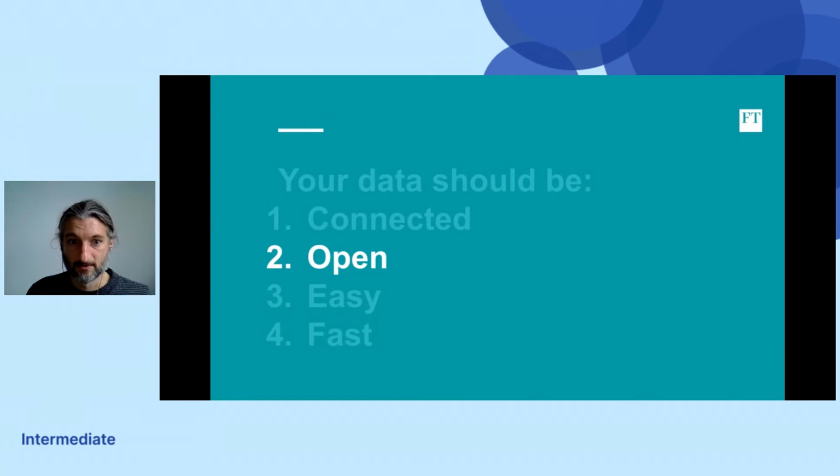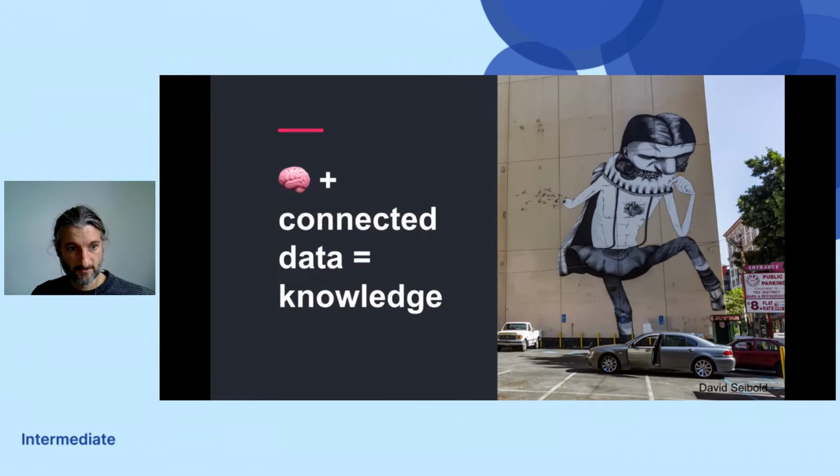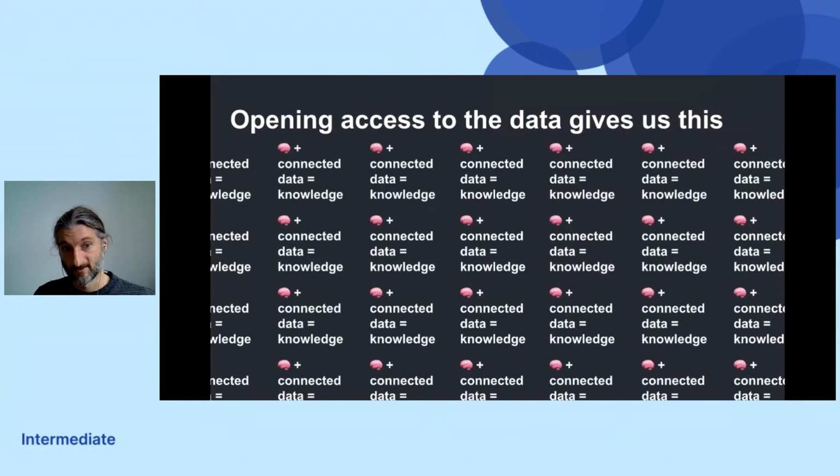So a second principle of getting value from this data is to keep it open. We've already spoken about how connected data equals knowledge, but of course you have to have some kind of brain in there, either a human brain or possibly AI if you're ambitious, in order to actually create that knowledge. But it stands to reason that the more brains you have looking at that data, the more knowledge you're going to have. So opening up access is going to create more knowledge for you.